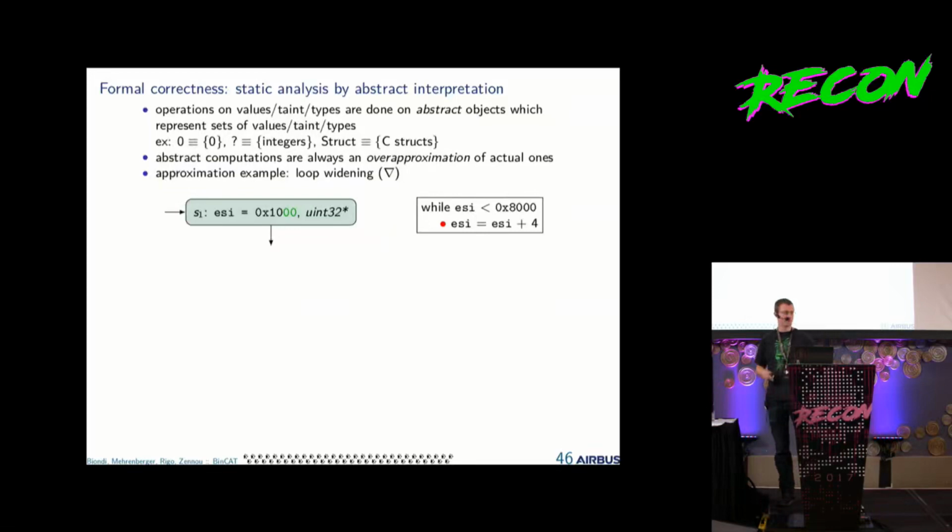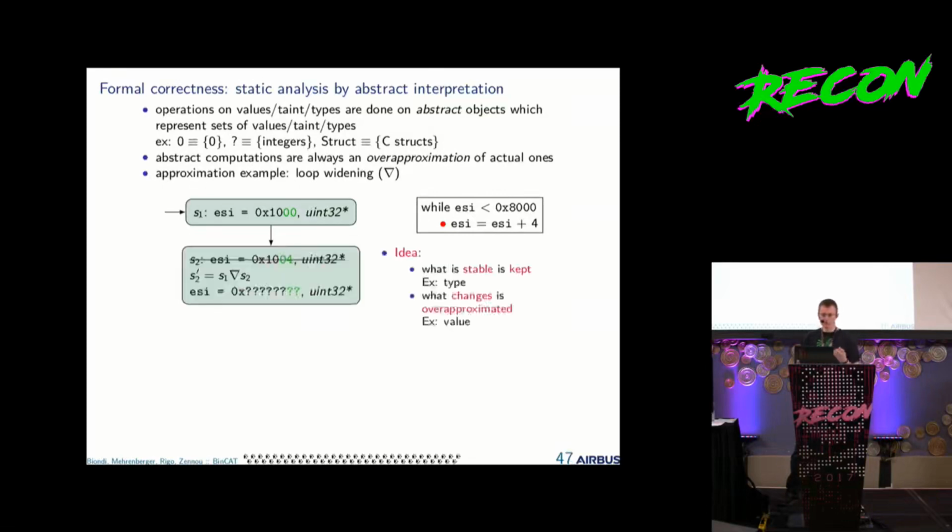So on the first state, we have ESI that is 1,000, whose least significant byte is tainted, as it's in green. And we have its type, which is a pointer to integers. So the idea here is pretty simple. To avoid infinite loops, we're going to look at the execution of the loop and see what changes and what is stable. So here you have a S2 that is crossed, and that's the computation if you were doing it for real. But there, we're going to check what has changed and what is stable.